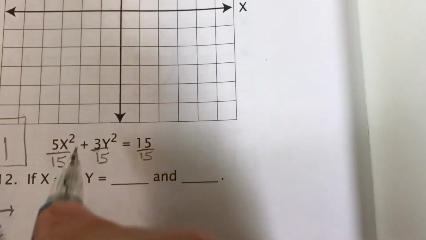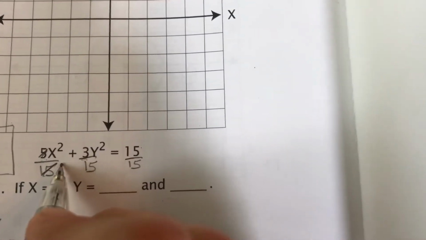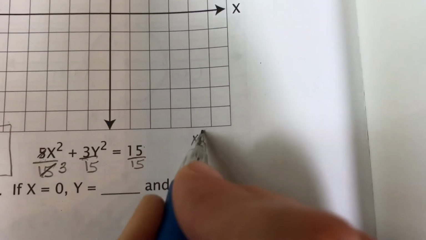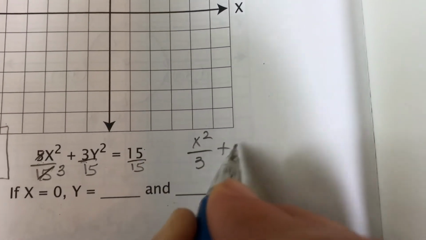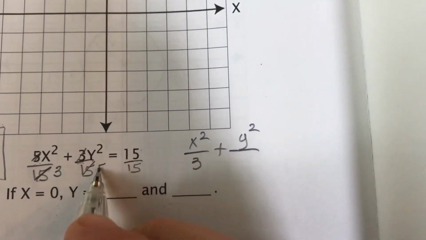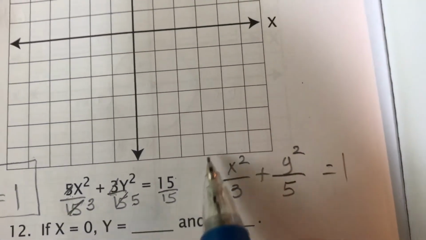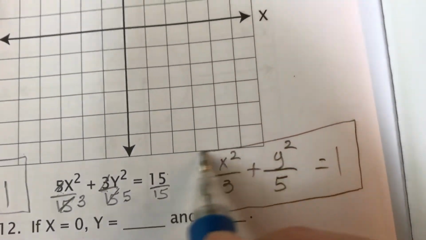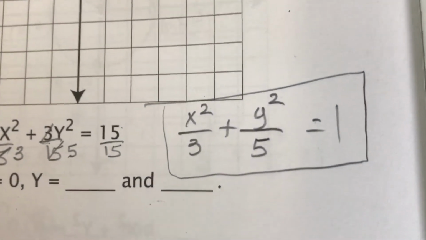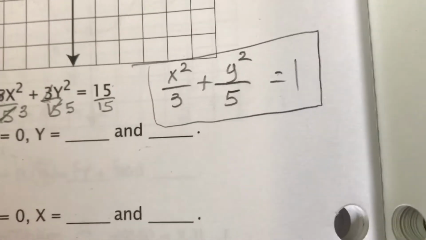Hopefully they do. I did one in class for the students that didn't. It was yuck. But 5 goes into 15 3 times. So I've got x squared over 3. Notice now that my 3 goes into 15 5 times. So I've got y squared over 5 equals 1. Yes, you need to show this because we're doing this just a little different than maybe the way they teach it on the Math You See video.